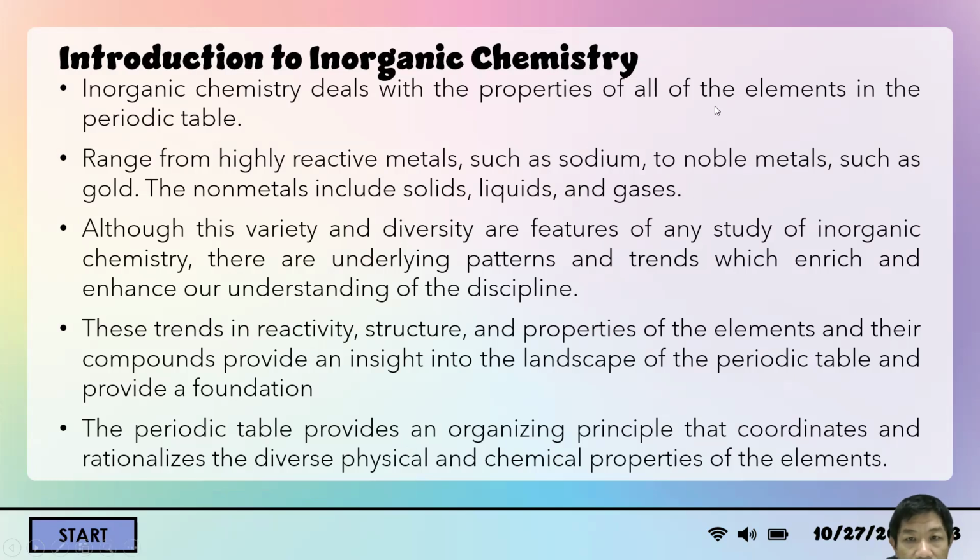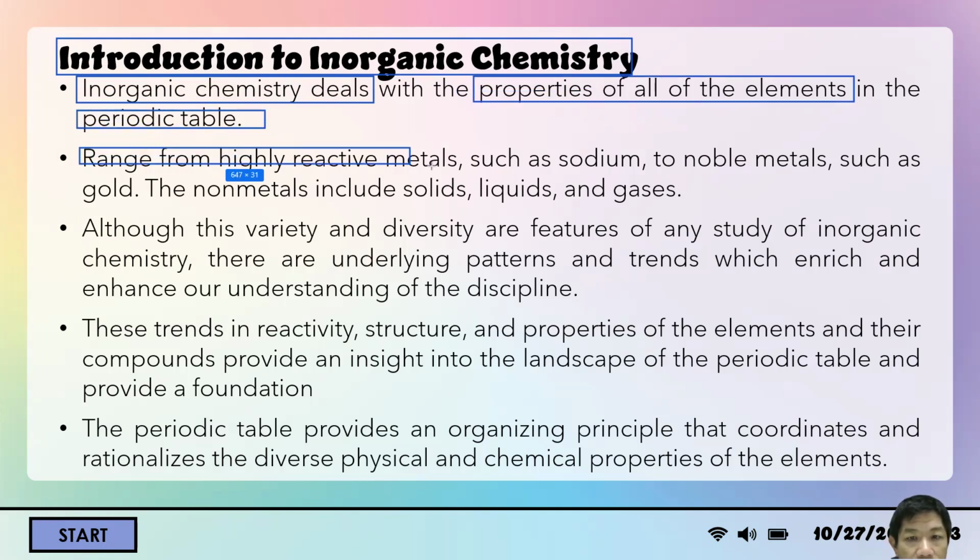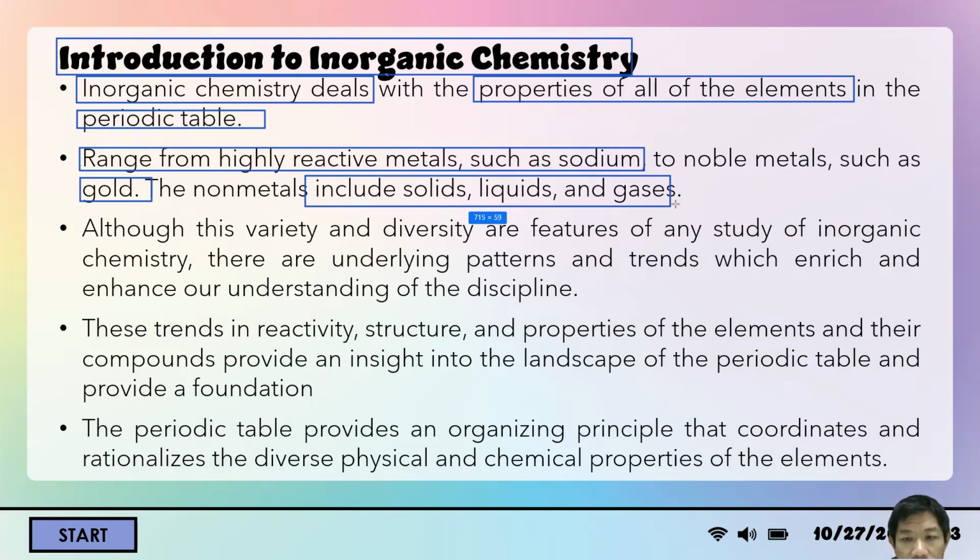Okay, so before we go into the physical properties, let's have a little bit of an introduction to what is actually inorganic chemistry. Okay, so what is inorganic chemistry? Inorganic chemistry deals with the properties of all the elements inside the periodic table. So it ranges from highly reactive metals such as sodium to noble metals such as gold. The nonmetals include solids, liquids, and gases.